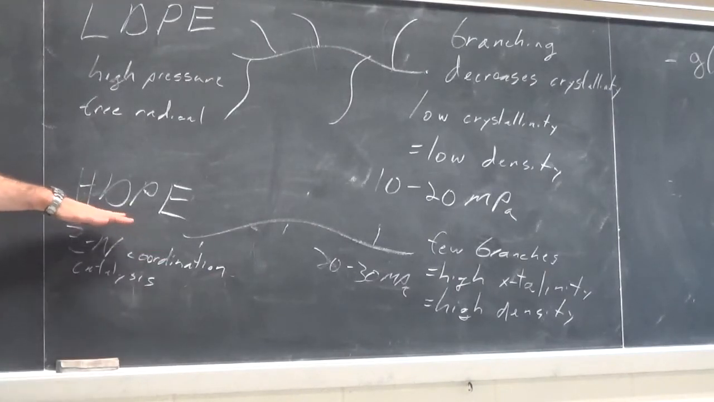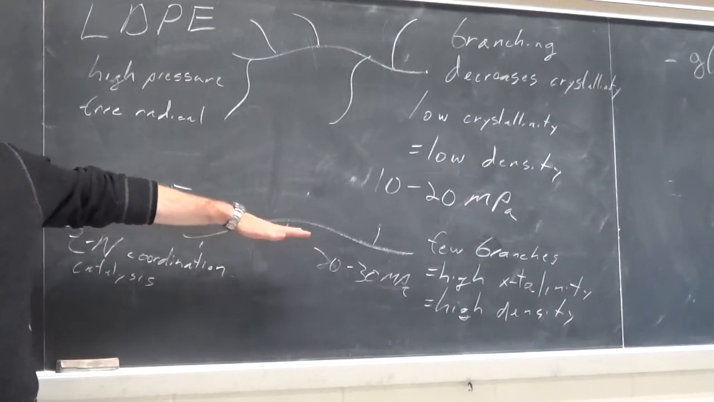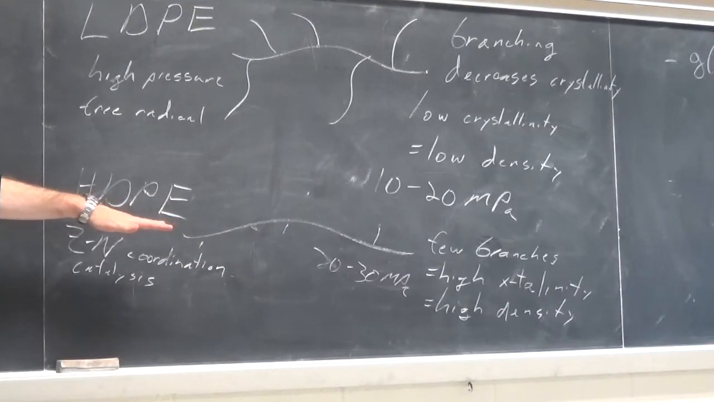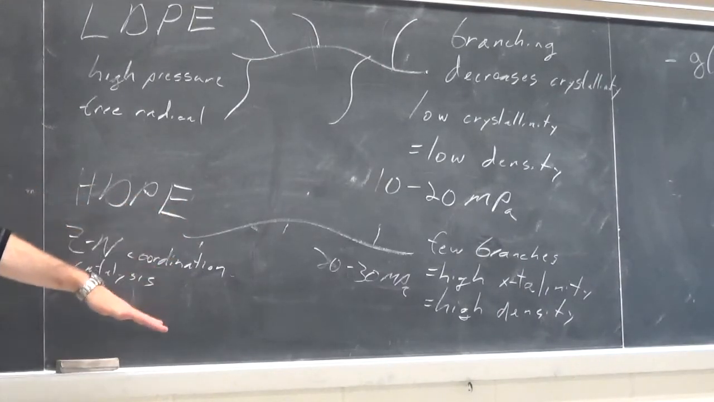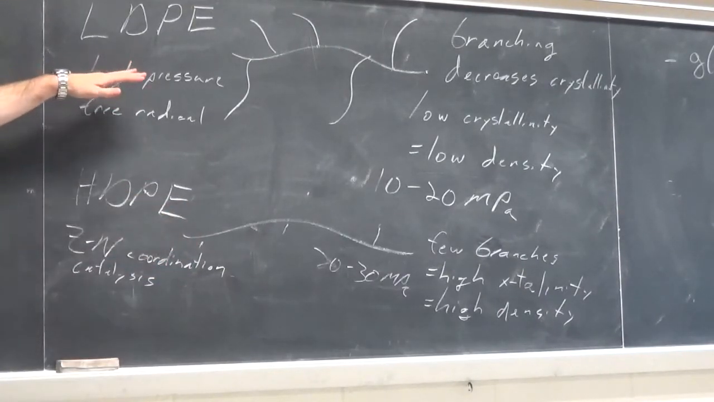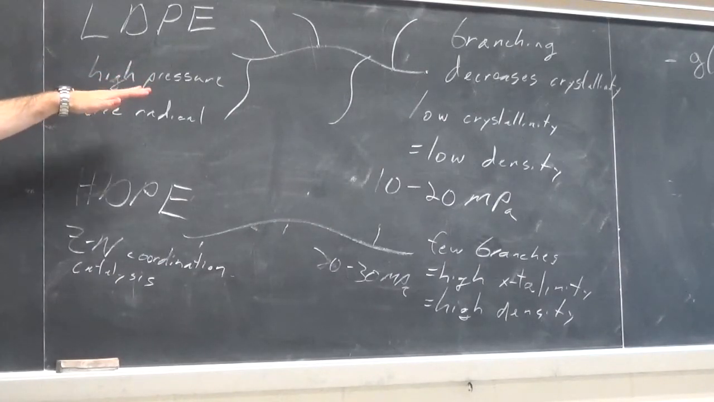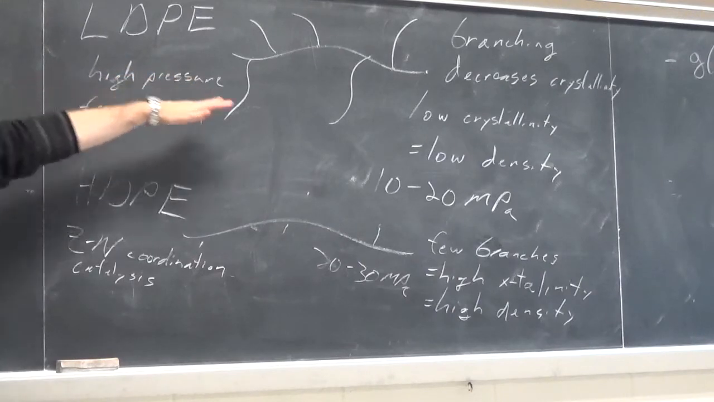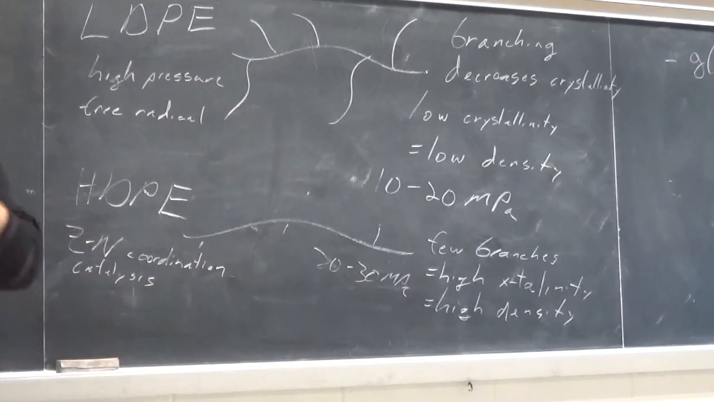What's the approximate percent crystallinity for high density polyethylene? 60 to 75, good. Low density polyethylene? 40 to 50, something in that range. And so the crystallinity isn't that much different, right? But it has a huge difference in mechanical properties.